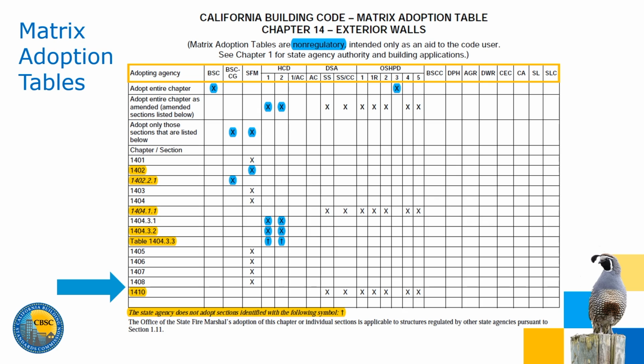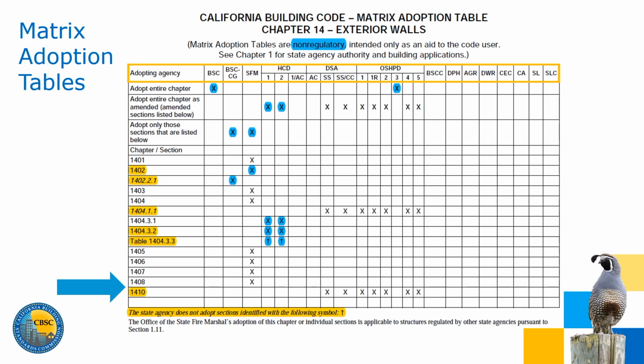Finally, the fourth row indicates that only certain sections are adopted and not the entire chapter. So here we see that BSC-CG and SFM only adopt certain sections of Chapter 14. Again, look at Chapter 1 of each codebook for each agency's authority.